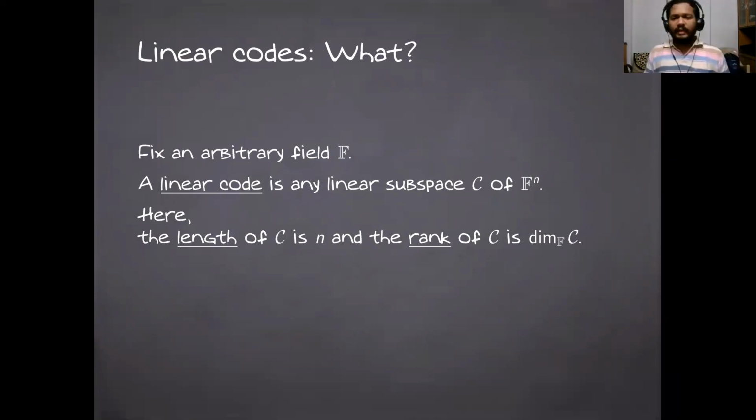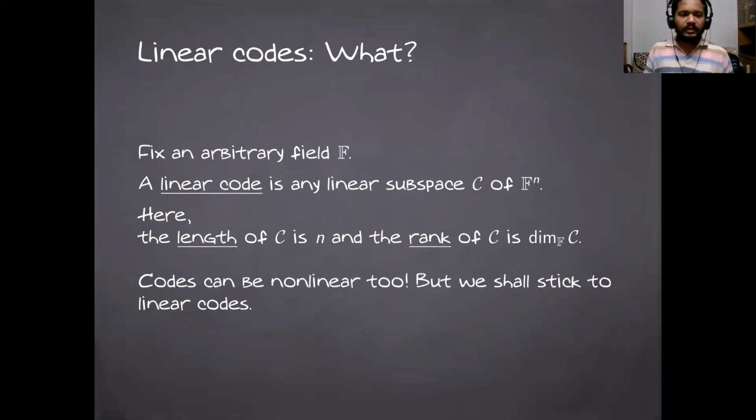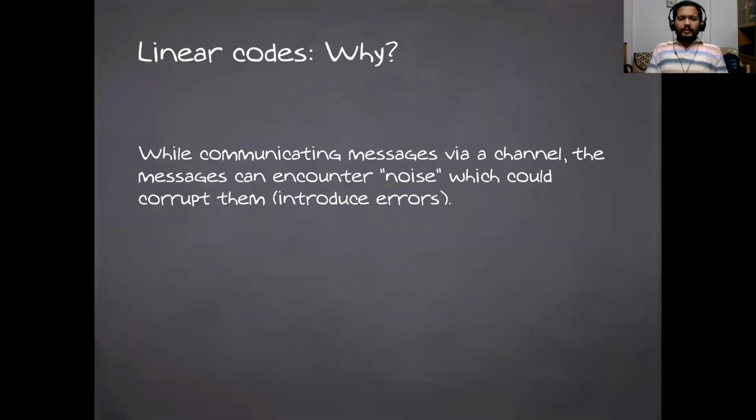So why are we really bothered about linear codes? Codes can come in different types. In this more general definition, they can be non-linear too. In an abstract sense, any subset of a vector space can be thought of as a code, but we stick to linear codes because we want to use linear algebraic ideas. So why are we interested?